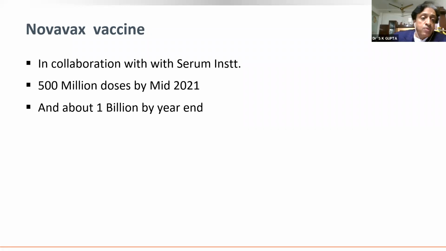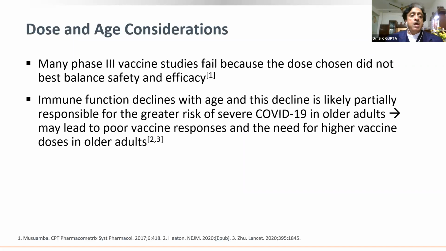We are likely to have about 500 million doses of the vaccine by mid 2021, and more than 1 billion doses of the vaccine by the year end. And as I said earlier, this is the vaccine of the future for most of the Indians. Why are different doses of the vaccines important? Because for old age people, we might have to give a higher dose, because older people have decreased immune response, and unless proper dosing and different doses are tried, some vaccine studies might fail.